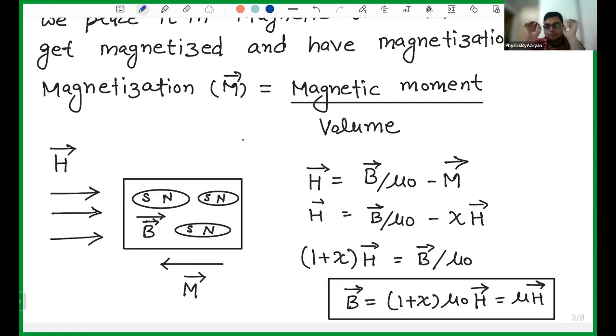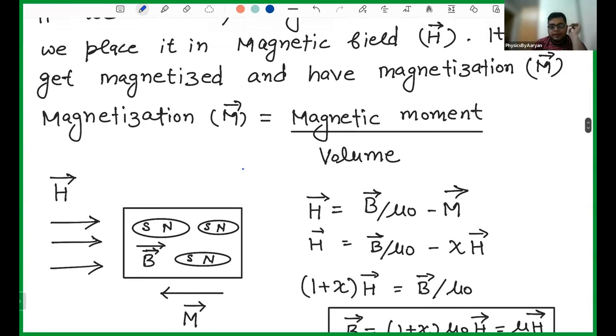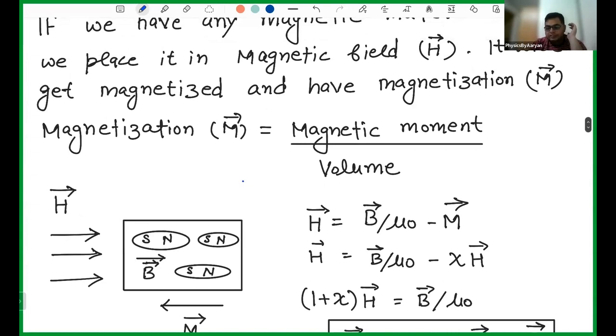What is the meaning of this magnetized? How much it is magnetized is defined by magnetization, M. How much is your material magnetized? That is defined by capital M, and it is known as magnetic moment per unit volume. How much is the magnetic moment divided by the volume of your sample? That is known as magnetization.